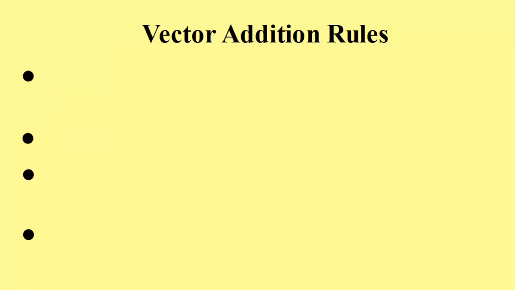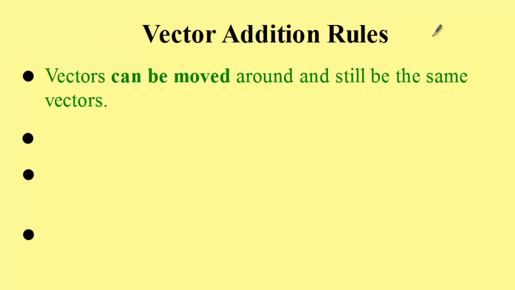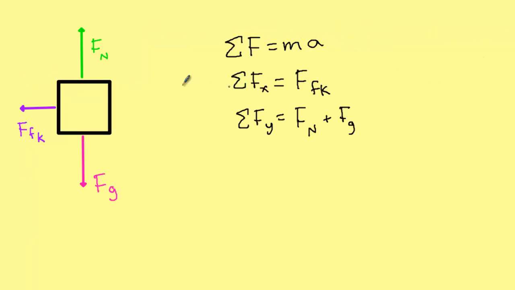But we have to follow a few rules for this. So there's 4 vector addition rules that we need to worry about. And the first one is vectors can be moved around and still be the same vectors. So if we go back to our free body diagram, we have these 3 vectors here, and we want to add them together, but they're all sticking to a box, so we can't do much with them there. Instead, we can move them away from the box and manipulate them over here, because these vectors are still the same magnitude. They still all have the same length that they started with, and they're all pointing in the same direction. So they're essentially the same vector, they're just in a different place.